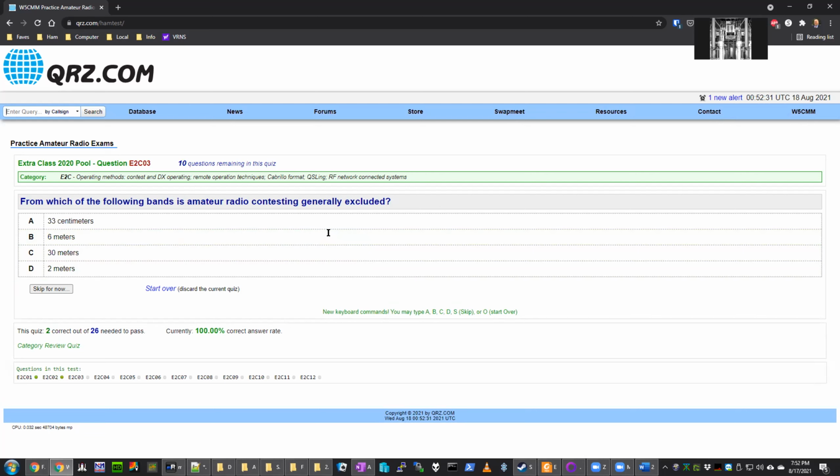From which of the following bands is amateur radio contesting generally excluded? Anyone? C. 30 meters. C. Yeah, 30 meters is one of what we call the WARC bands. That's 30 meters, 17 meters, and 12 meters. They're generally excluded from contesting. So if you get onto the radio during a contest weekend, that's where you want to hang out because you're not going to have to deal with a lot of the contesters.